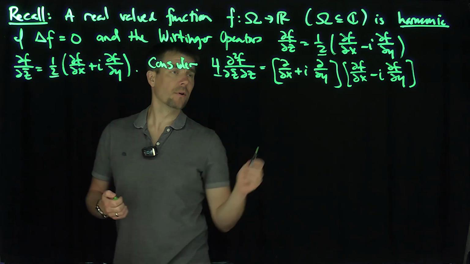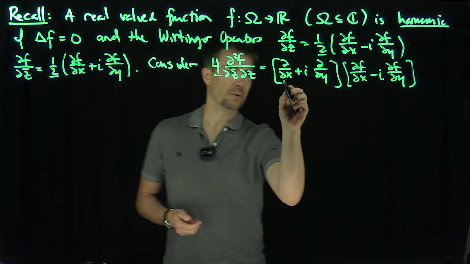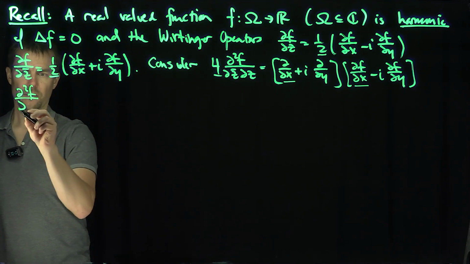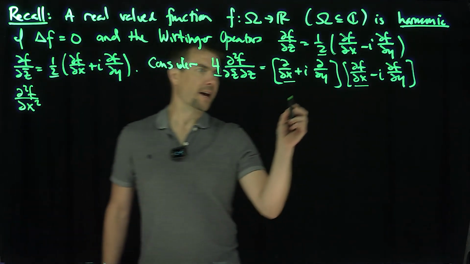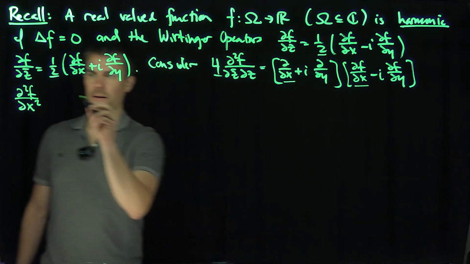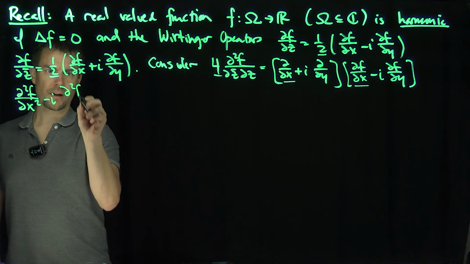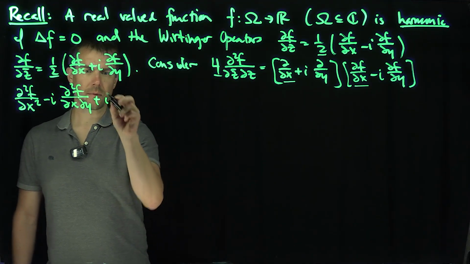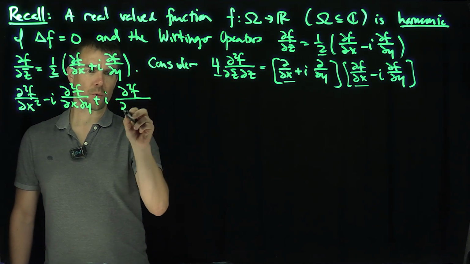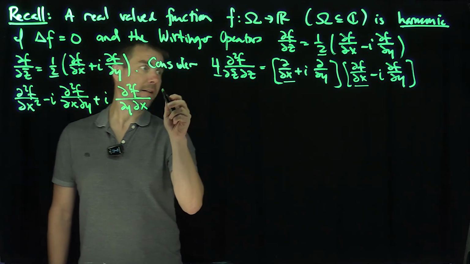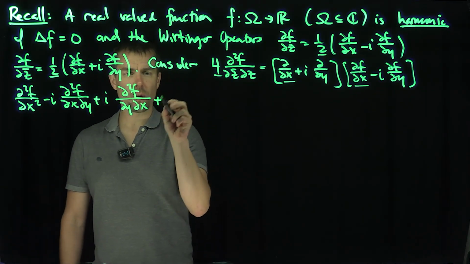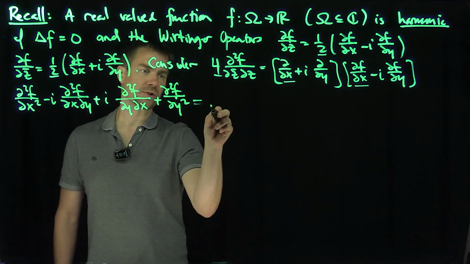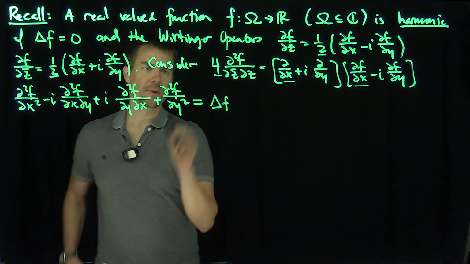And so what are we going to have? We're going to have two x derivatives over here, so that's the second x derivative. Then we're going to have a negative i partial squared f partial x partial y. Then we're going to have a plus i partial squared f partial y partial x, so those are going to cancel. And then finally, negative i times i gives me a positive 1, so positive partial squared f partial y squared, and that's just the Laplacian of f. Great. What does this tell me?